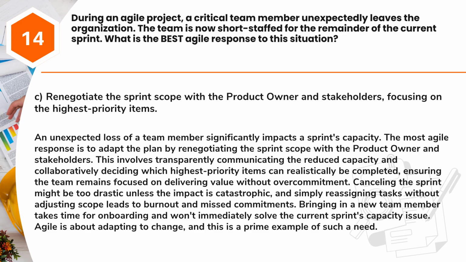Answer: C. Renegotiate the sprint scope with the product owner and stakeholders, focusing on the highest priority items. An unexpected loss of a team member significantly impacts a sprint's capacity. The most agile response is to adapt the plan by renegotiating the sprint scope with the product owner and stakeholders. This involves transparently communicating the reduced capacity and collaboratively deciding which highest priority items can realistically be completed, ensuring the team remains focused on delivering value without overcommitment.